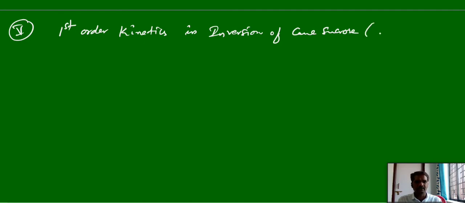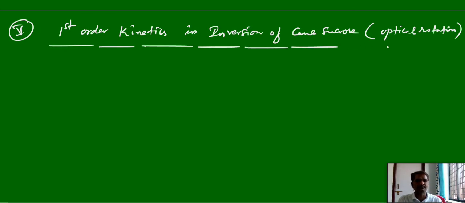This is actually by measuring their optical rotation values. In the previous case we calculated based on the titration data, and here inversion of sugar will involve the concept of optical rotation. So we will take the data of optical rotations. By measuring the optical rotation, we can monitor the inversion of cane sugar. Let us see this hydrolysis of cane sugar or inversion of cane sugar.